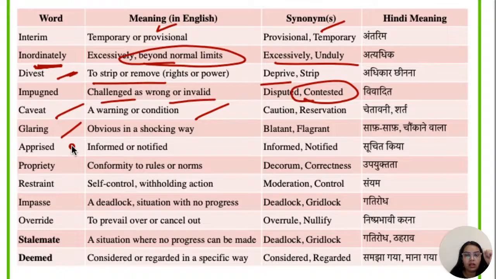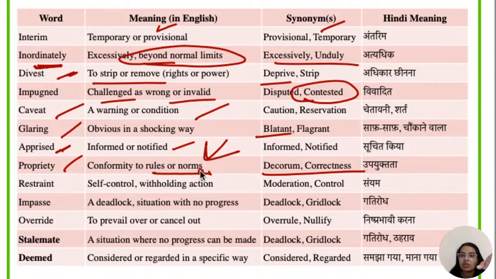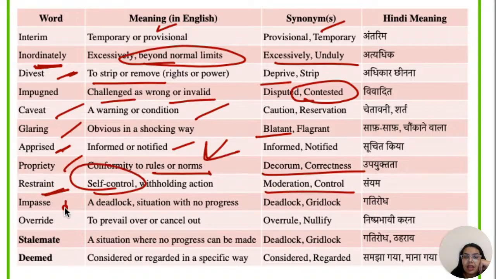Caveat is a warning, a condition, especially in the law related world we use this word. Glaring is an adjective which means blatant, something very obvious that would still shock you. Apprised means keeping someone informed, notified. So I will apprise you of my class timings, that means I will let you know, I will inform you. Propriety means conformity to rules and norms, maintaining the decorum. There is no one putting a pistol on your head, but that's how you must do it. Restraint is self-control, moderation. Impasse is a deadlock. You don't know where to go, you are stuck at a point, can't move anywhere, and there is no progress.